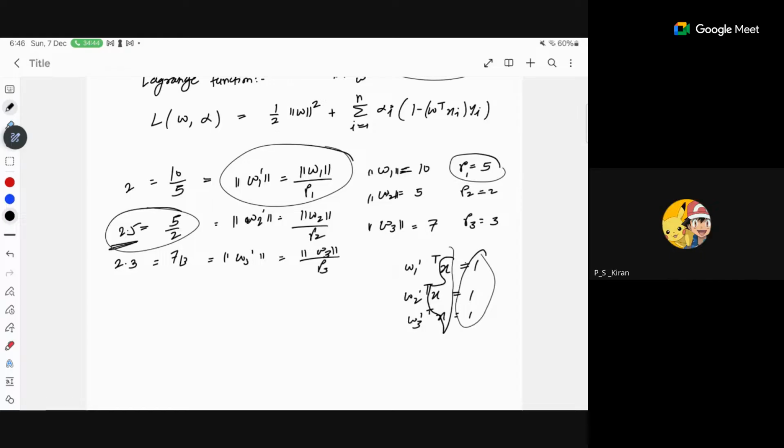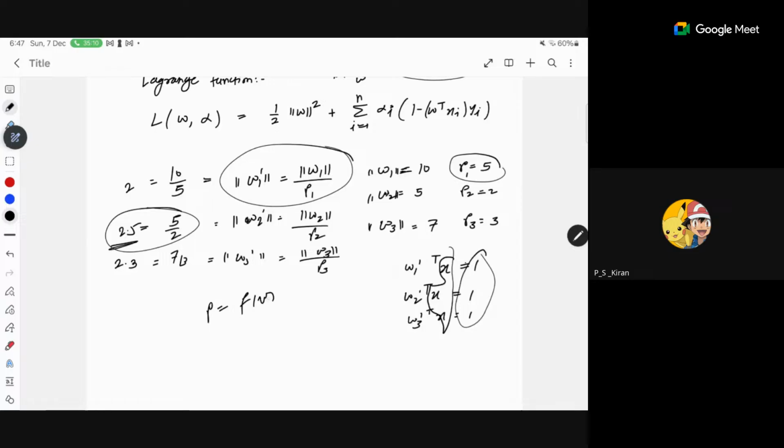Yeah, but geometrically it is 2 by norm of W, right? So if the norm of W decreases, then gamma will decrease. This is the geometrical idea. Gamma is just an algebraic thing, but the actual geometric margin is 2 by norm of W. So when the norm of W decreases, the actual margin increases.